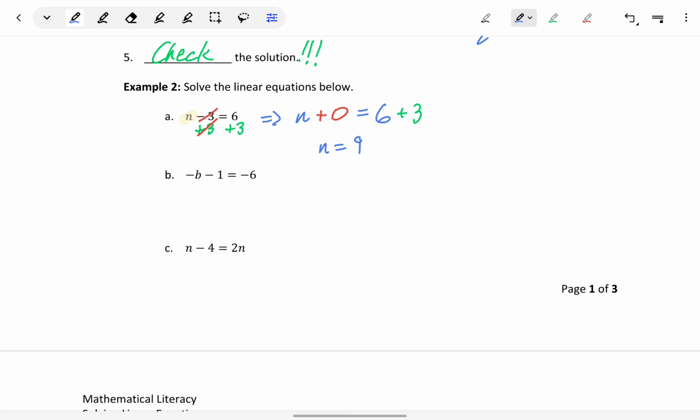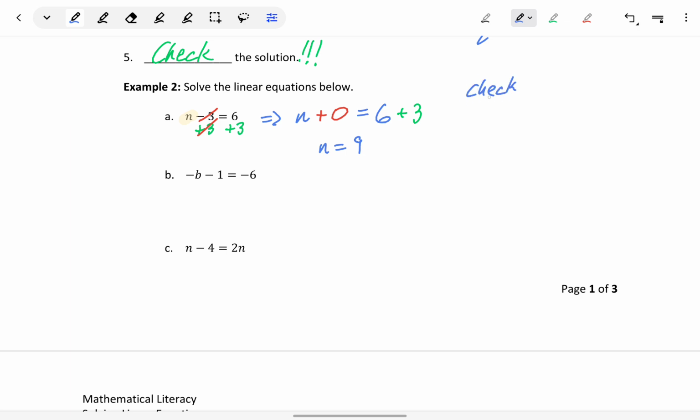So we added 3 to both sides of this equation. We can perform any arithmetic operation like that as long as we perform the exact same operation to both sides of the equation. We can add, subtract, multiply, divide, as long as we keep that balance, perform that on both the left and right-hand side.